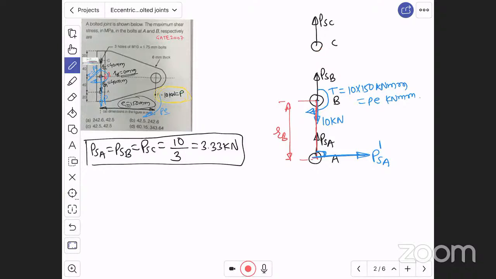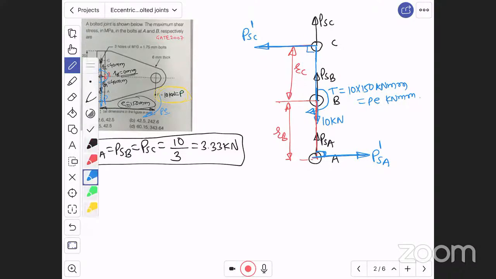Again at C, the distance of G from C is RC, and for this RC we have to draw a perpendicular line which must create an anti-clockwise moment about G. Therefore, the secondary shear load at C will be like this, PSC dash. This is the secondary shear load perpendicular to the radius, right?